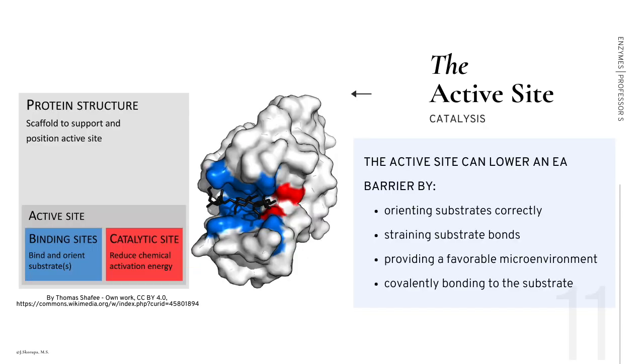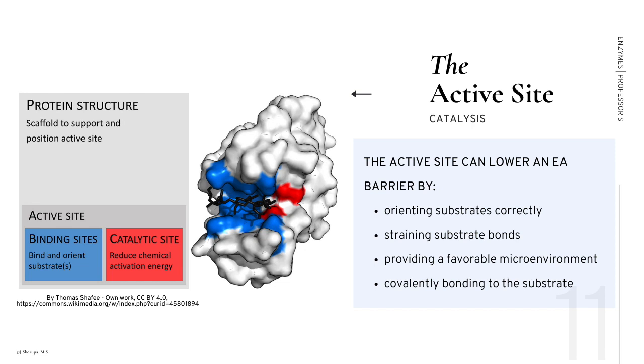So let's say our substrate has bound to our enzyme, creating the enzyme-substrate complex. Then what? How does the active site lower the activation energy for catalysis? Well, there are four ways that an enzyme can lower the activation energy barrier: orienting substrates correctly, straining substrate bonds, providing a favorable microenvironment, and covalently bonding to the substrate.